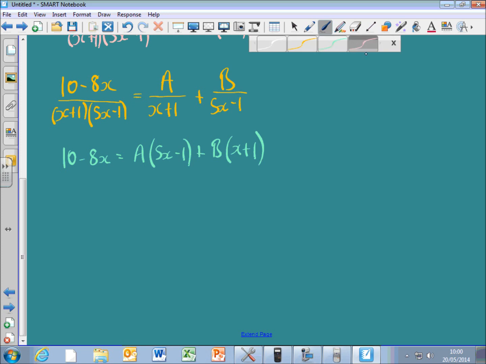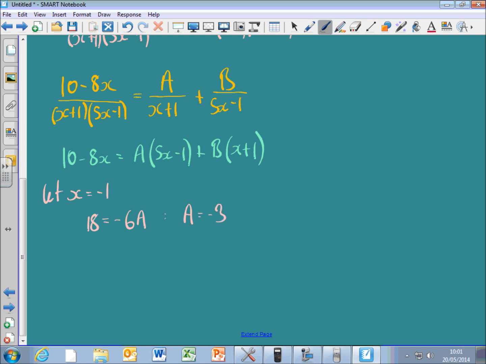So let's let x equal -1. And when x equals -1, on the left-hand side I get 18. And on the right-hand side I get 5 times -1 is -5, which is -6a. And in this second bracket, because I let x equal -1, I get nothing. So no b terms. So -6a equals 18. So that means that a has got to be -3.